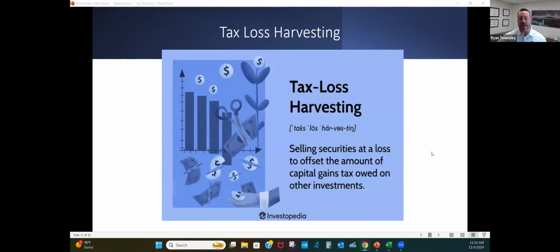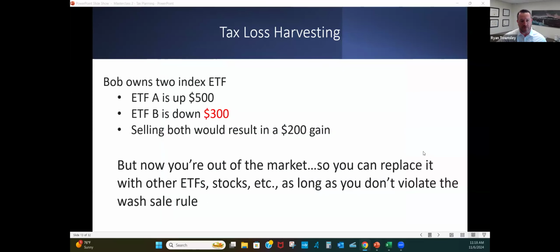Tax loss harvesting, everybody knows what this is. So I am going to touch on it very lightly, but then share my thoughts on it and where you have some opportunities, and especially what I see as a trend in the industry right now. But it's essentially where you sell securities at a loss to offset gains, right? We know that. So simple example, ETF A is up $500, ETF D is down $300. You sell those, you have a net gain of $200. You only pay taxes on $200.